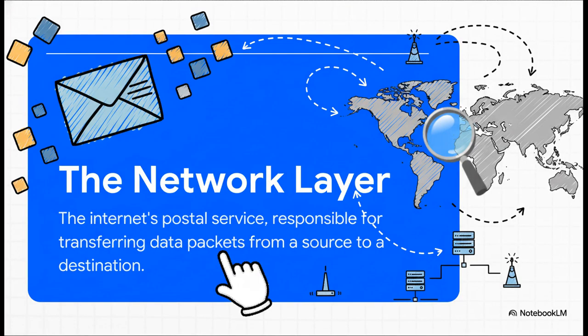Yeah, at its very core, the network layer is the internet's global postal service. Its whole job is to move these little chunks of data, which we call packets, from a source computer to a destination computer. And it doesn't matter if they're in the same room or on opposite sides of the planet, connected by dozens of totally different networks. The network layer, it finds a way.